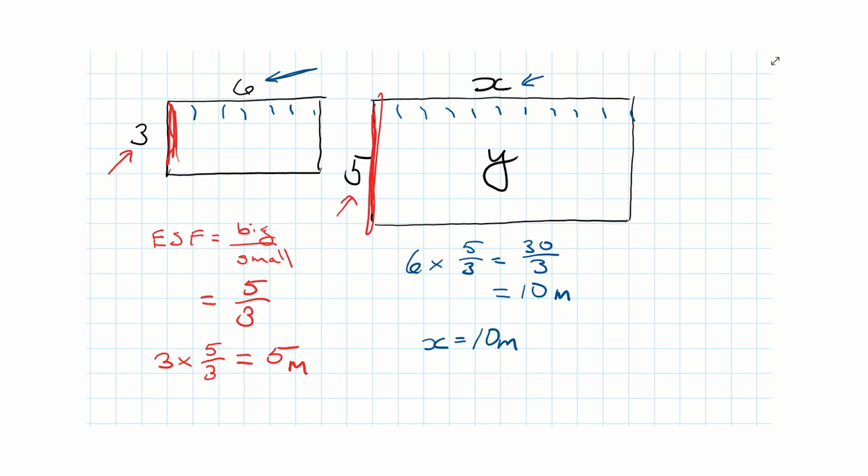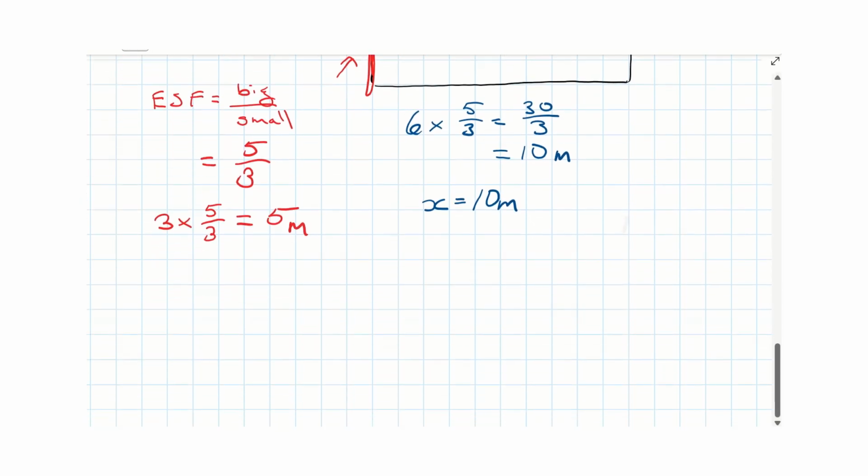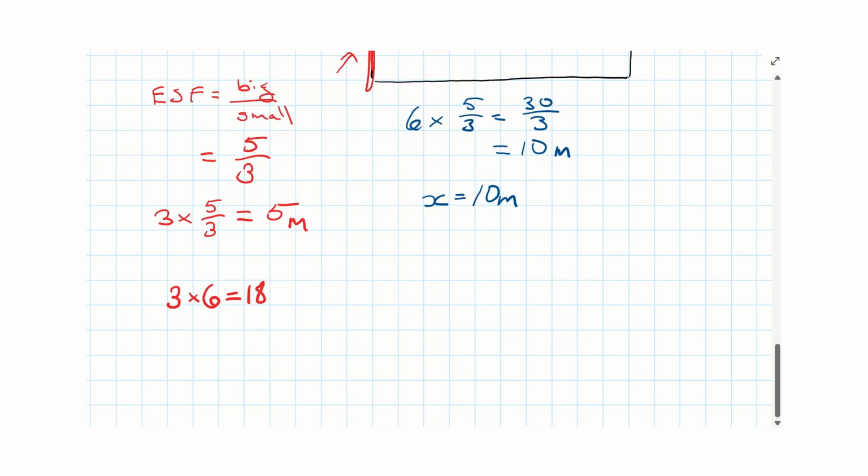The area is previously very easy to work out, right? Area is base times height. So I'm going to switch back to my red marker. I know that my height is 3 and my base is 6. I know that 3 times 6 is, my technology isn't working with me, 18 meters squared.